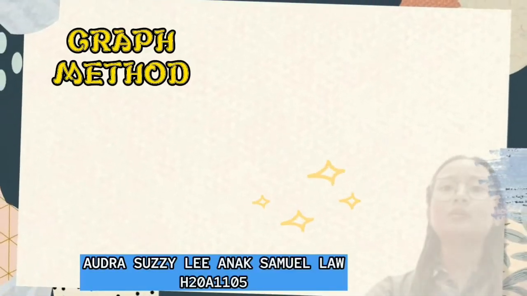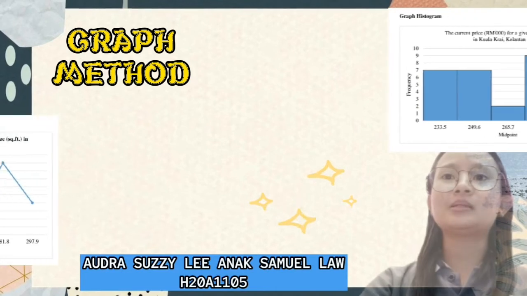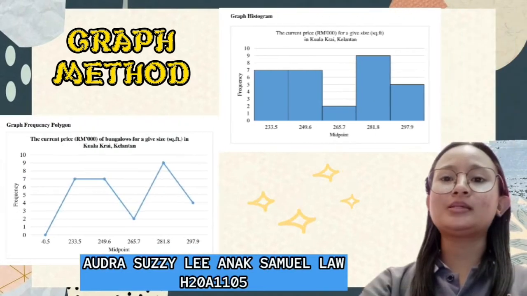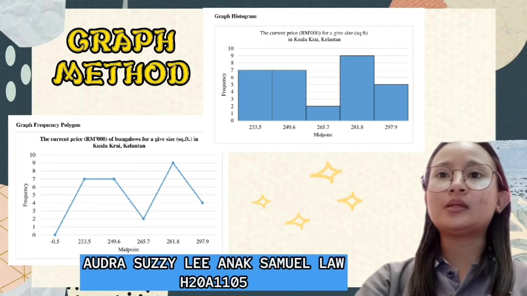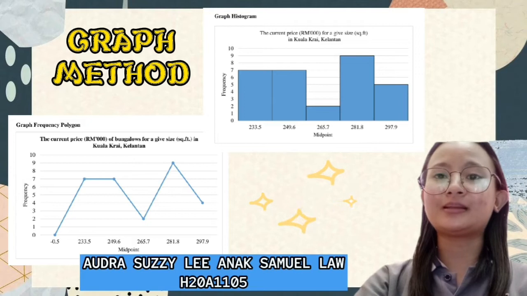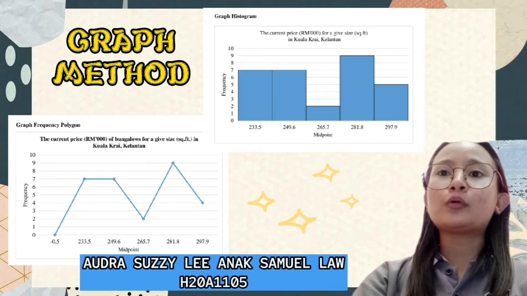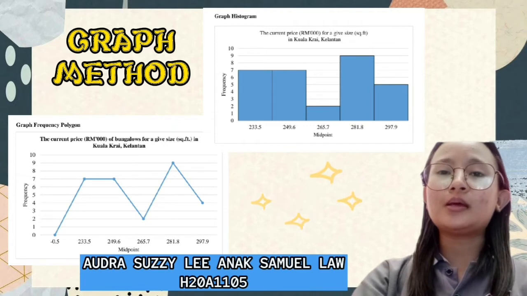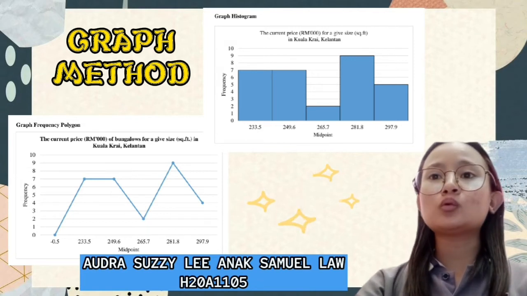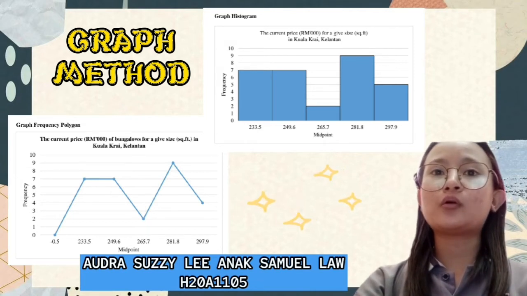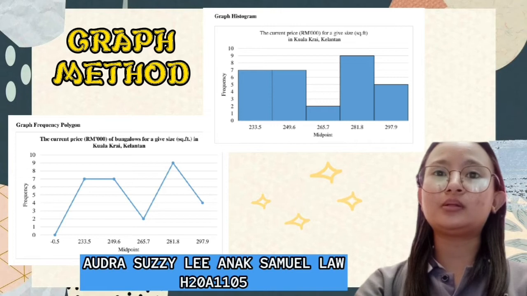Table 1 and Table 2 may be presented as a histogram and a frequency polygon. A histogram is a bar graph that represents the frequency distribution of a dataset. A frequency polygon is a line graph that represents the continuous change in frequency. These two graphs will be used for quantitative variable data.